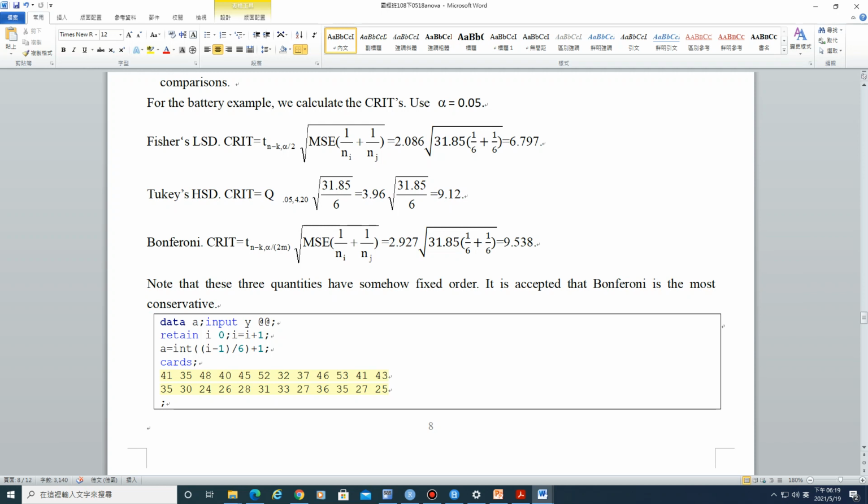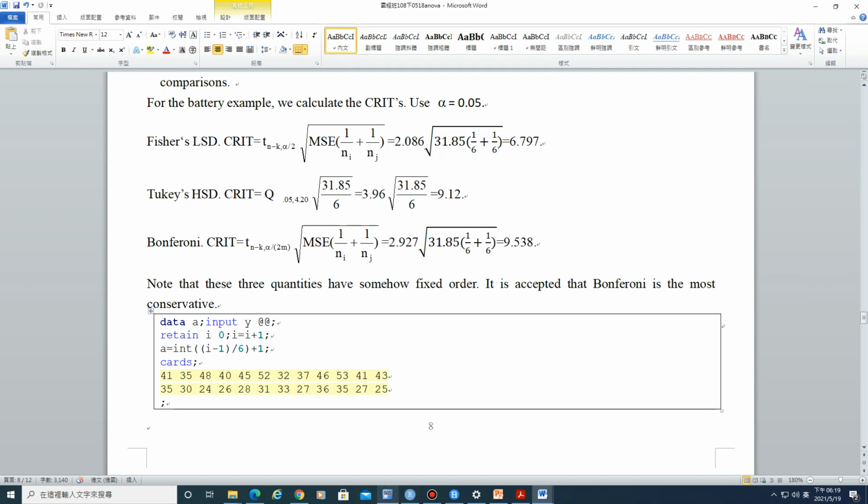And the second one is Bamperoni. Bamperoni is quick and dirty. We want to make alpha smaller. We divide the whole thing by m. What is m? M is the total number of pairwise comparisons necessary. There are four treatments. Four choose two is 6. So M is 6.